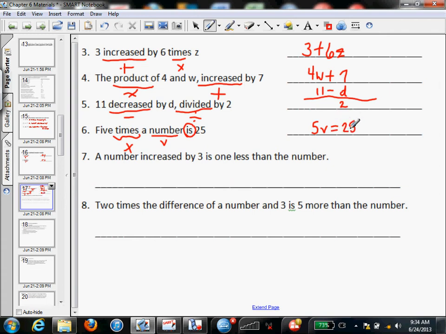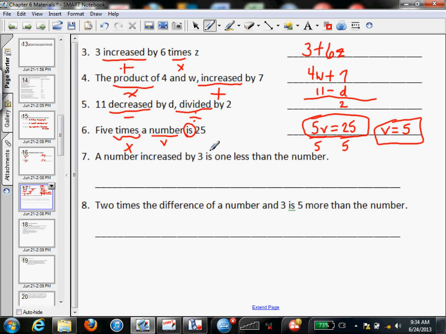And sometimes you may be asked to actually solve for the variable. For this, you just want to divide both sides by 5, leaving you with 25 divided by 5, or just v is equal to 5. So both of these may be the answers to the problems. Okay, so if we look at number 7, a number increased by 3 is 1 less than the number.